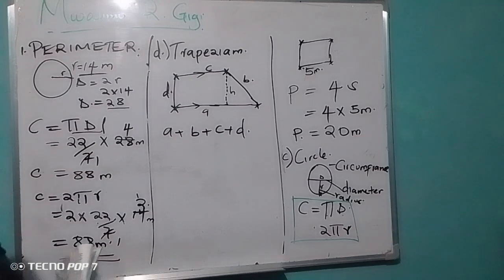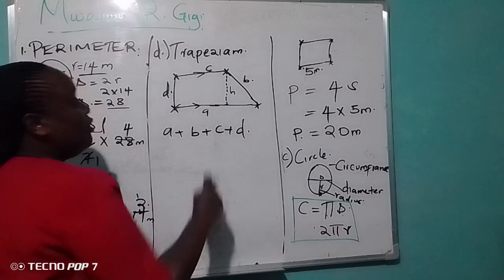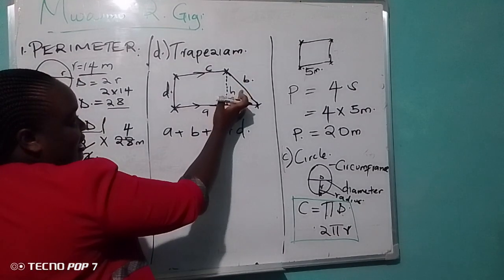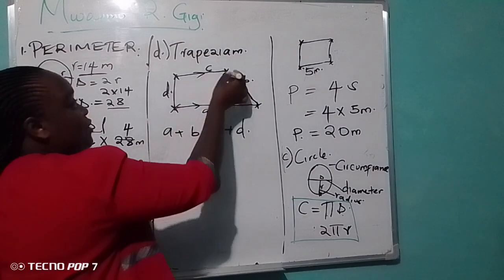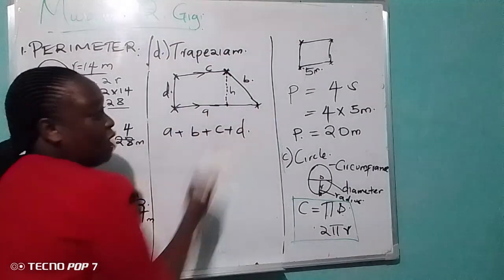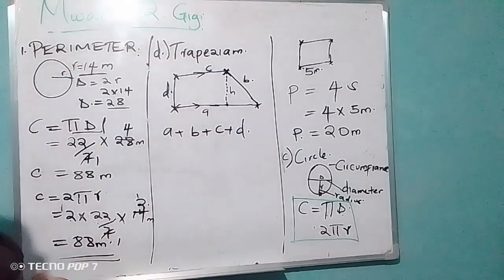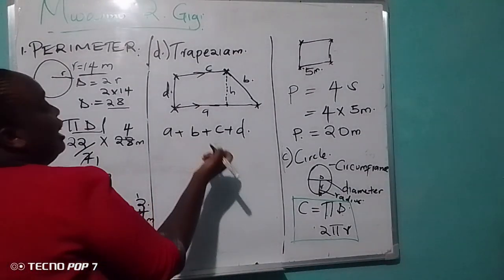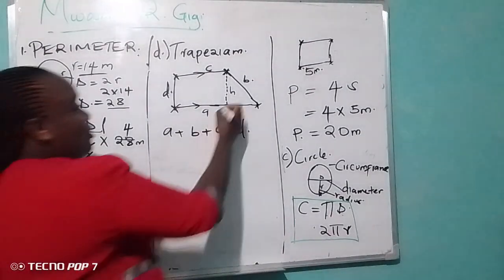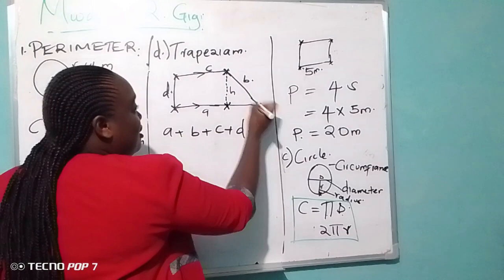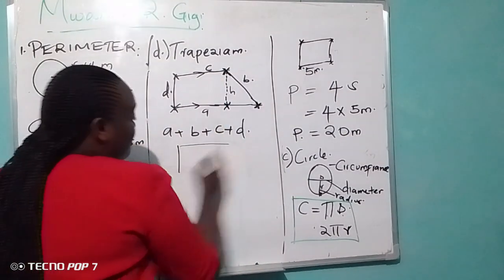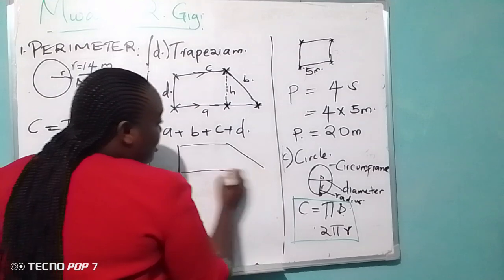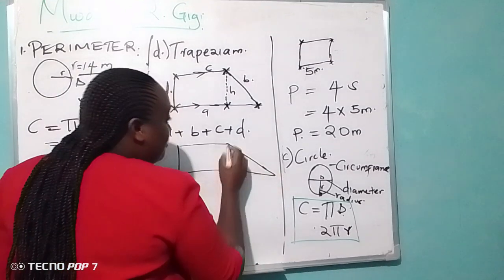So the difficult part of a trapezium, you can be given the height and you are not given this side. So hapo ndio penye kitu kinaingilia inaitwa Pythagoras theorem. Ufind hapa na ufind hapa. But if you are given, you just add. Tutafika tu hapo, tusijali.